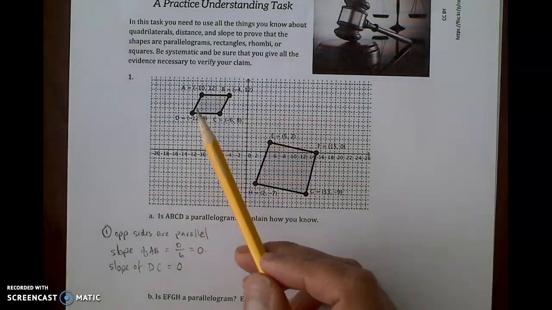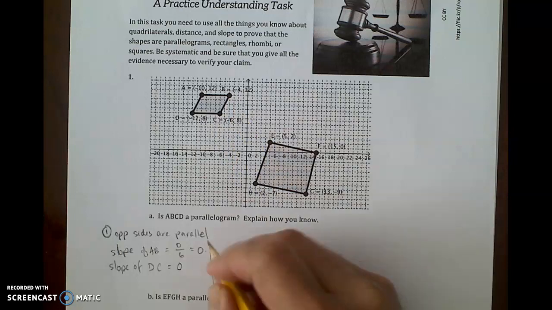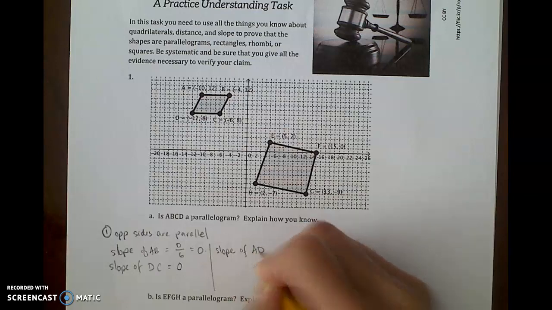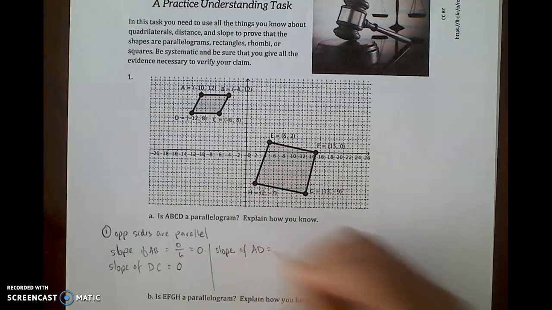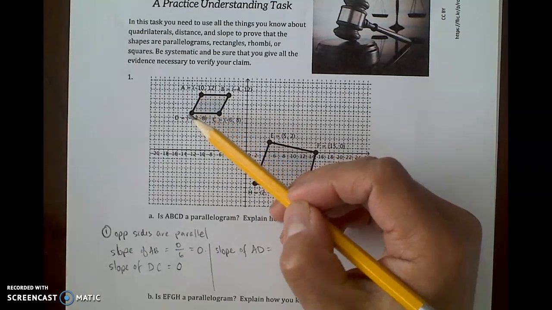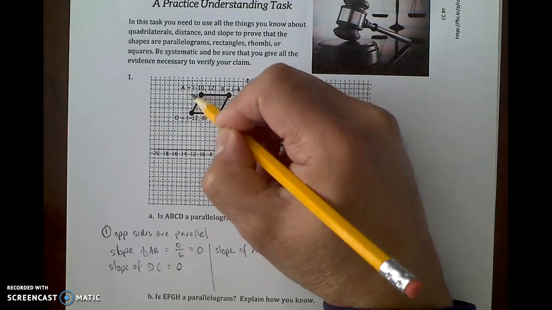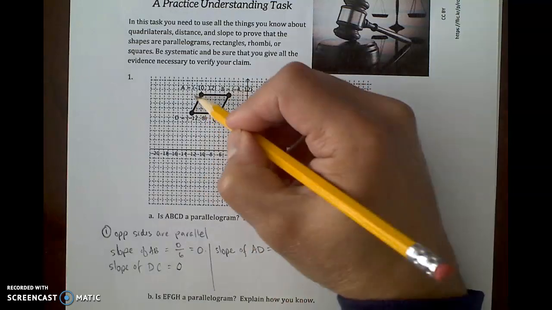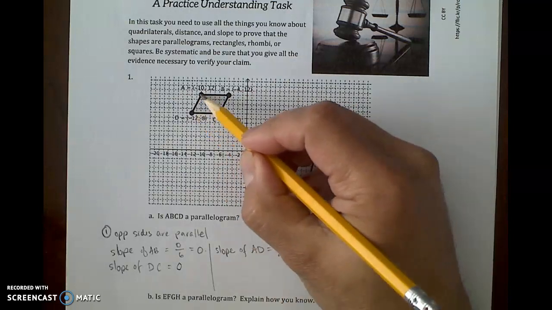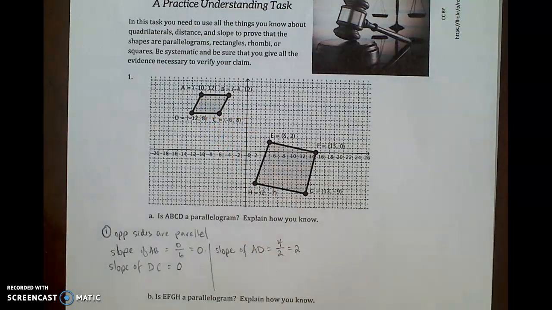Now we need to look at the other two opposite sides, side AD and side BC. If they are parallel, then we need to know something about their slopes. So we need to find the slope of AD. That's not a horizontal or vertical line, so we need to do rise over run. I'm starting at D, going up 1, 2, 3, 4. So rise 4, run 1, 2. So I did rise over run to find the slope of AD. It's rise 4, run 2, so I have a slope of 2.